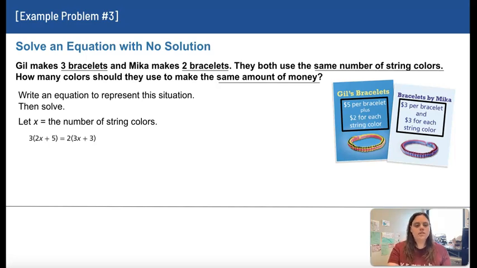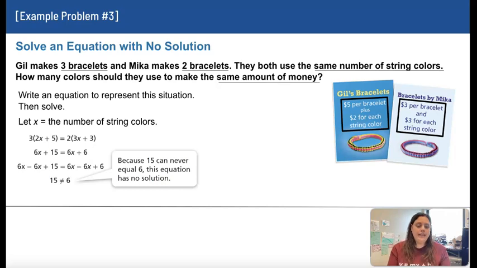So here is the equation we have set up and are going to try and solve. The first thing we'll do is distribute. 3 times 2x is 6x, 3 times 5 is 15. On the other side, 2 times 3x is 6x, and 2 times 3 is 6. So we have 6x + 15 = 6x + 6. Very much like the first example, we're going to subtract 6x from both sides, but now we'll be left with 15 = 6.